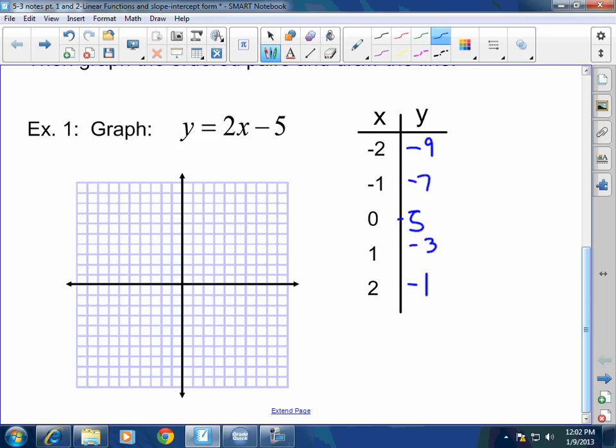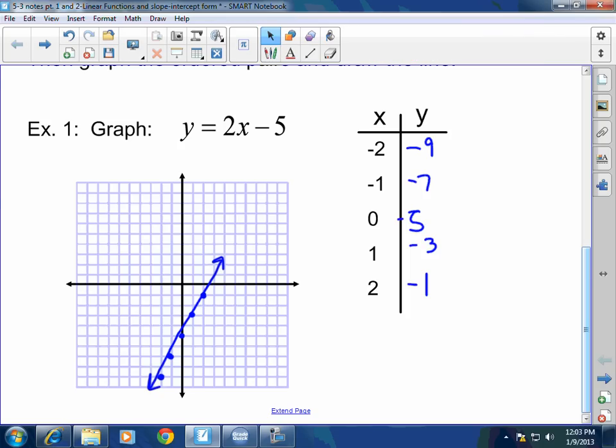So I go ahead and plot these points. Negative 2, negative 9. Negative 1, negative 7. 0, negative 5. 1, negative 3. 2, negative 1. And I have graphed my equation. I have the graph on both sides, the positive side and the negative side, and I'm done. That's easy, right? That's old school. That's old timer stuff. We already did this last chapter. Does that make sense to everybody? Okay, that is the table method.